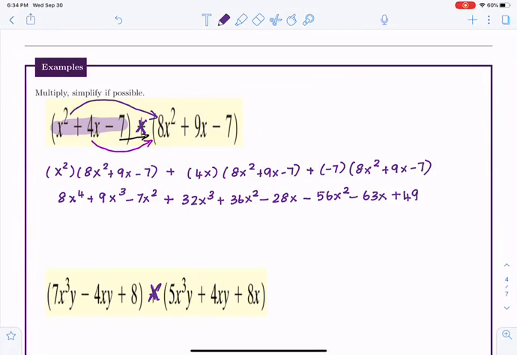Now we have to combine like terms. The only x raised 4 term is the very first term in the polynomial. So we would have 8x raised 4. And next we have to gather all the x cubed terms. And we have an x cubed term there, x cubed term there. So 32x cubed plus 9x cubed is 41x cubed.